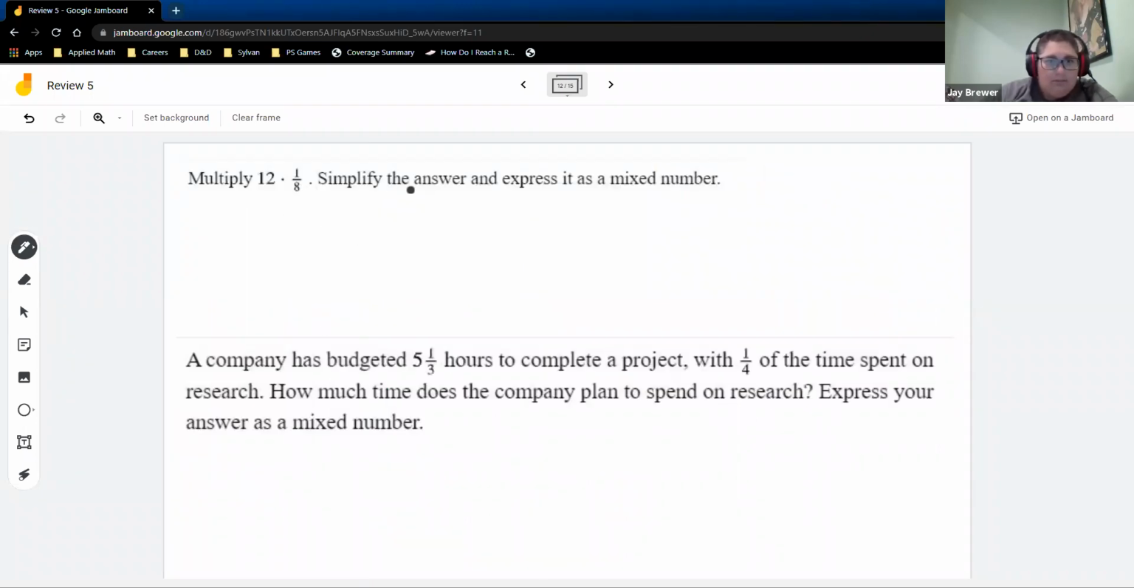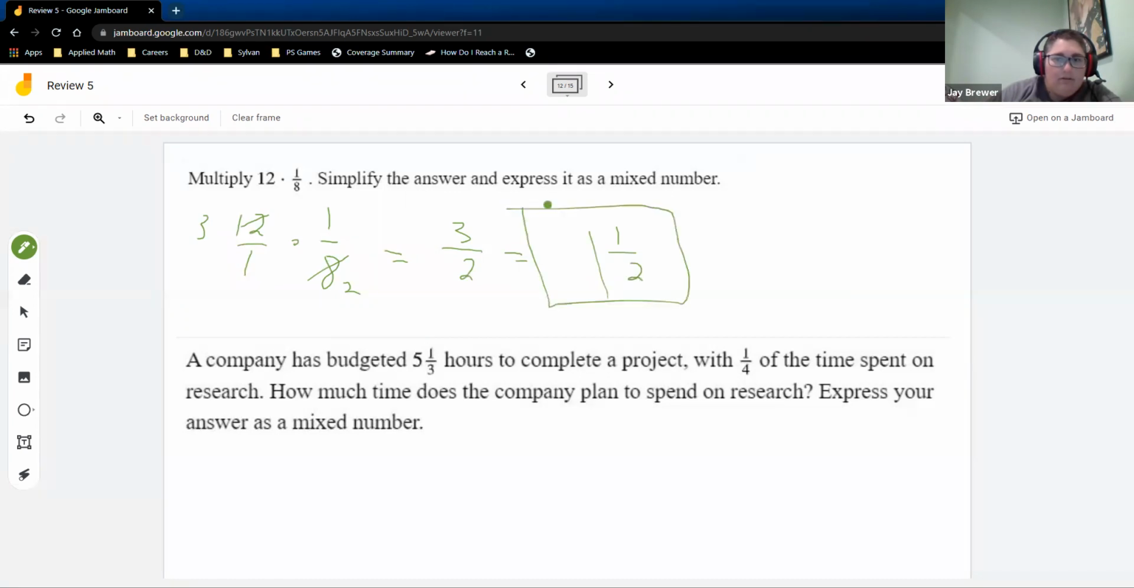All right. Simplify the answer and express as a mixed number. So 12 over 1 times 1 over 8. If we do method 2 on this one, which I'm not going to keep doing method 1 and method 2, you guys can choose what you like the most. I'm going to go with what I like. So a 4 goes into both here. So that gives you a 2 and a 3. So that would give you 3 halves. 2 goes into 3 once with 1 left over. So it would be 1 and 1/2. Okay, that is your mixed answer.